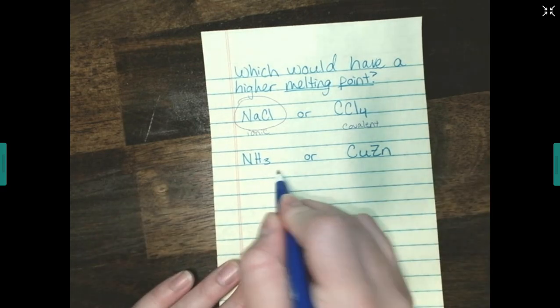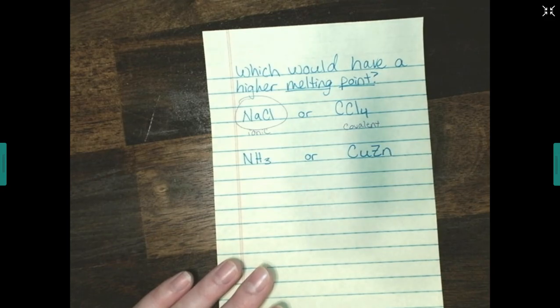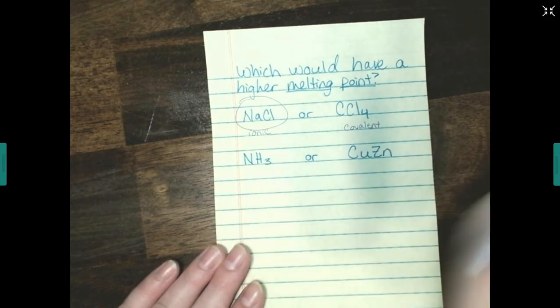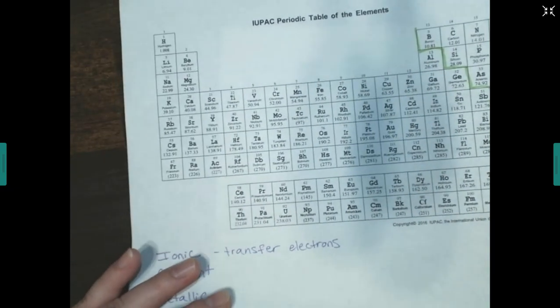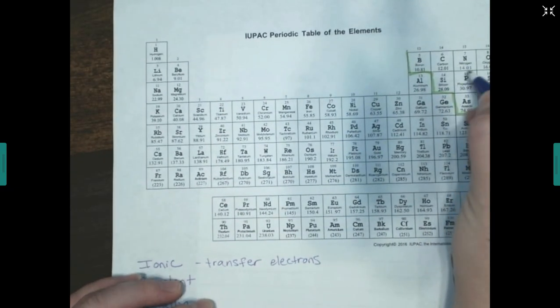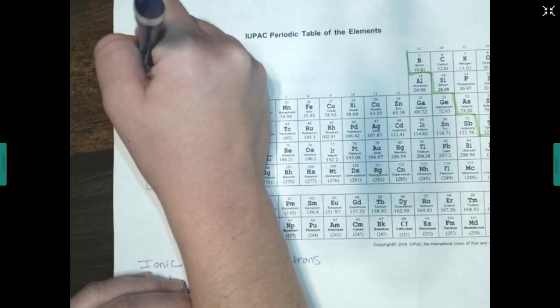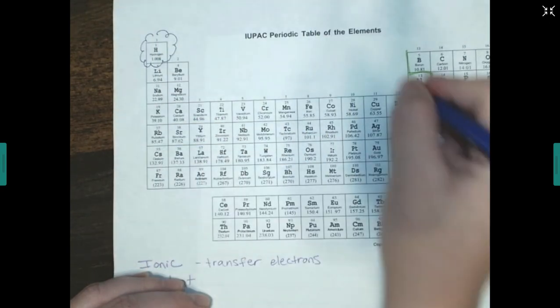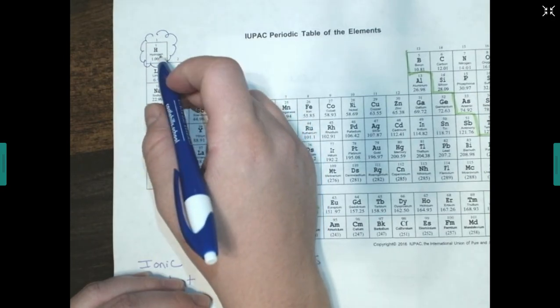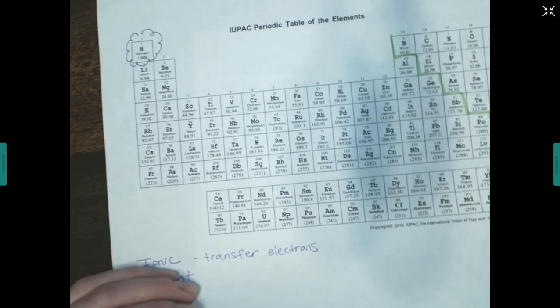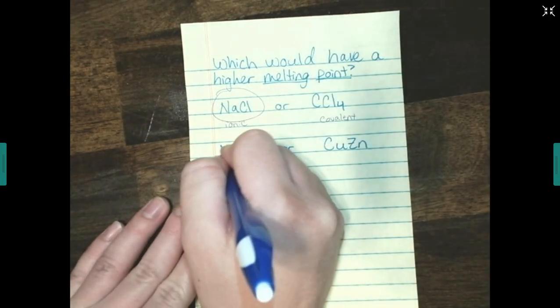And then for this second one, which one would have a higher melting point? Well, let's figure this out. NH3, what type of bond is that? Nitrogen is a nonmetal. Hydrogen, even though it's over here with all the metals, remember hydrogen's an exception. It's not a metal. So because it's a nonmetal and nitrogen's a nonmetal, that's going to be a covalent bond.